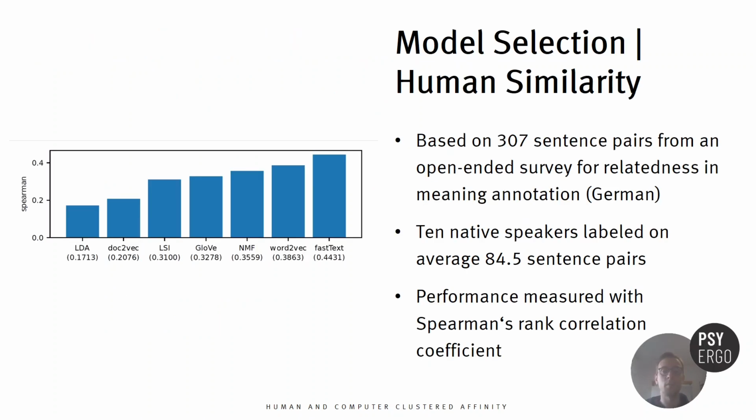The most suitable model was determined by a human similarity task. 10 native speakers labeled about 300 sentence pairs from an open-ended survey for relatedness in meaning. A model that is suitable to auto-generate affinity diagrams should be able to reflect the human sense of semantic relatedness. The degree of similarity was measured with Spearman's rank correlation. FastText turned out to be the best performing model with a rank correlation of 0.44.